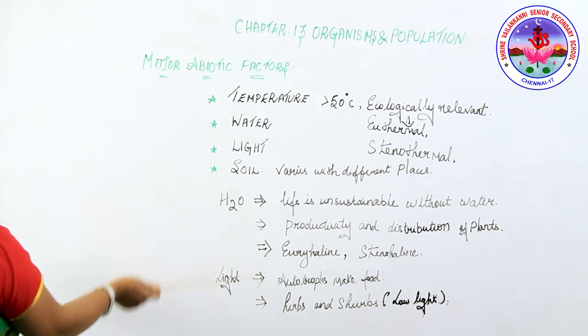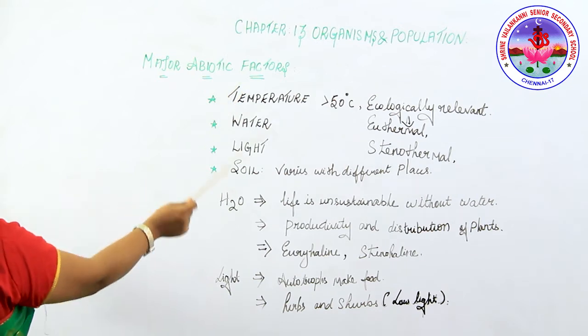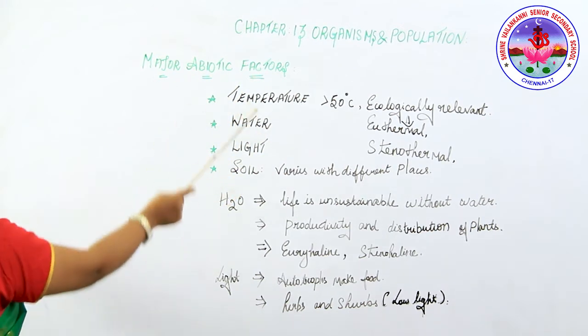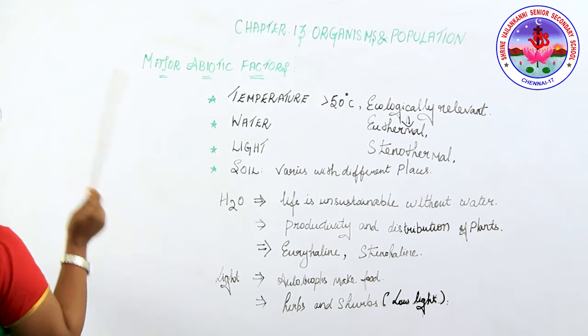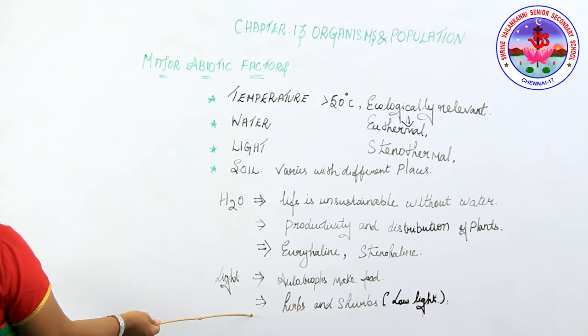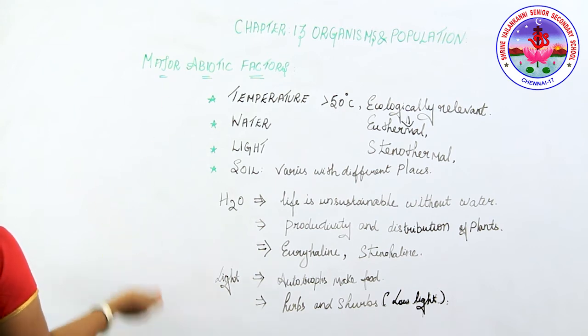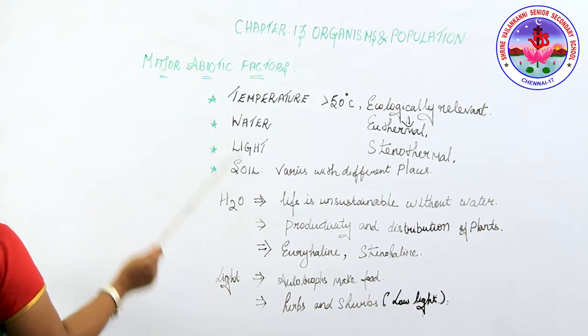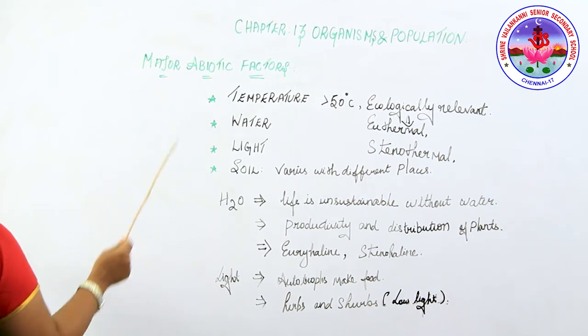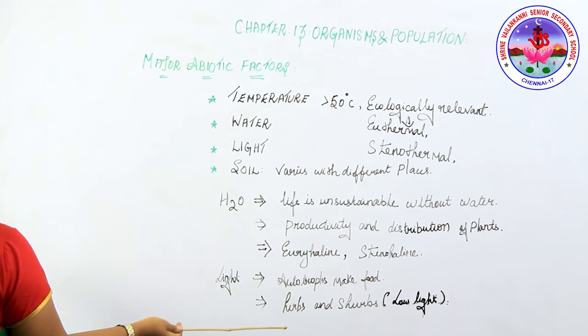So today we discussed the major abiotic factors: temperature, water, light, and soil. If you study each one, each plays a different role, but without these we cannot survive. To continue biotic life, we need abiotic factors. So there is an interaction between the abiotic component as well as the biotic component. It leads to the ecosystem.